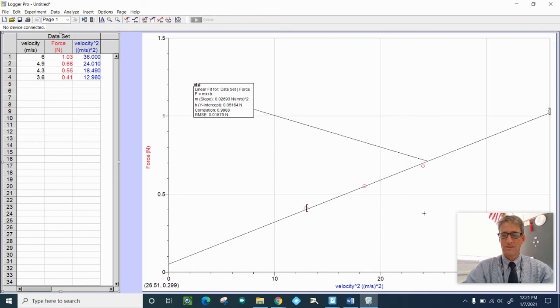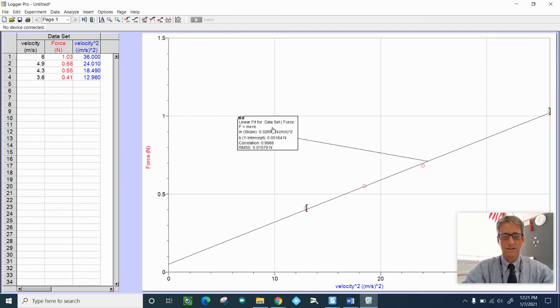So this is my first graph. I want force versus velocity squared. I need this slope. You can move this guy around. I need this slope, all right, 0.02693. Like right now, I'm just going to write that down, 0.02693. I don't really need that many significant figures. 0.027 is fine. I don't really need my y-intercept for this.